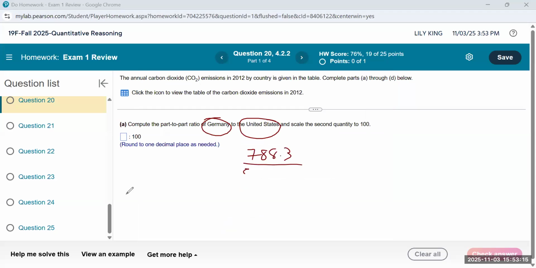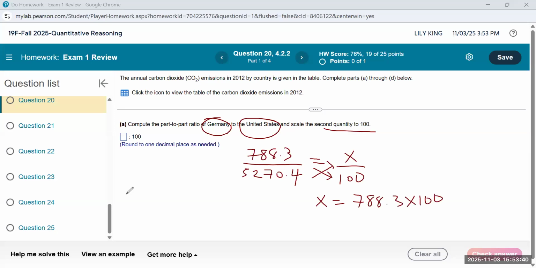United States carbon dioxide emissions, and then if you scale this by 100, okay, the question says scale the second quantity to 100. So you have to set this up as a proportion. So you have X, applying cross product, you have 788.3 times 100, divide the whole thing by 5270.14.